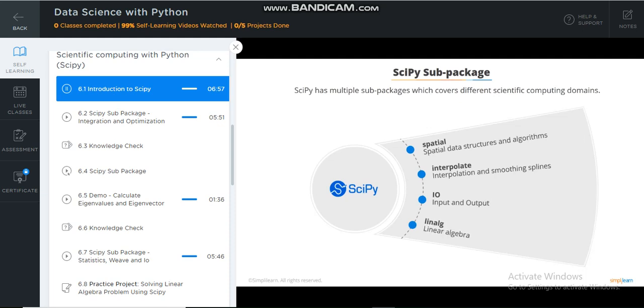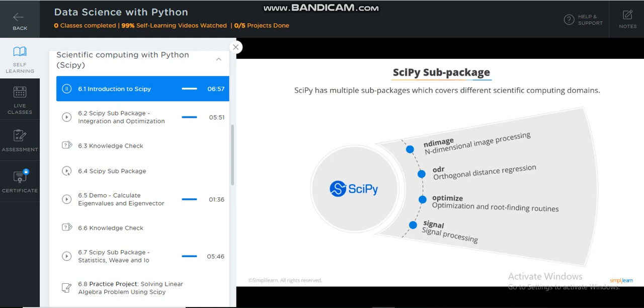Linear algebra. This package is used to solve linear algebra problems. ND image. It contains different functions for a multi-dimensional image processing. ODR. It's the orthogonal distance regression package called SciPy ODR. This package can handle both explicit and implicit function definition. The optimize package. This package of SciPy is used to optimize the process performance by fine-tuning the process parameters.